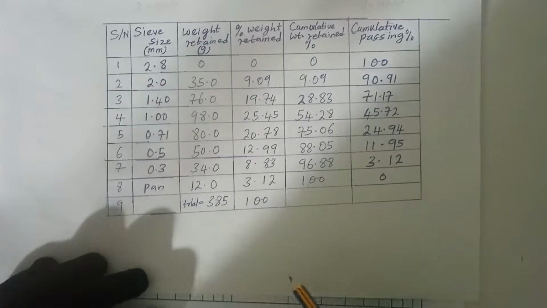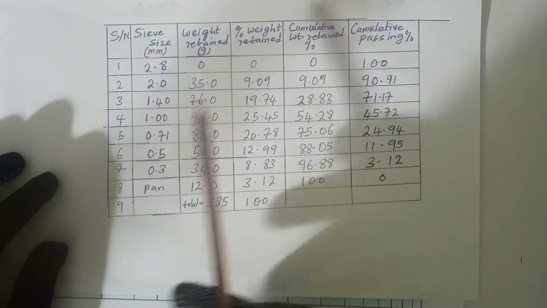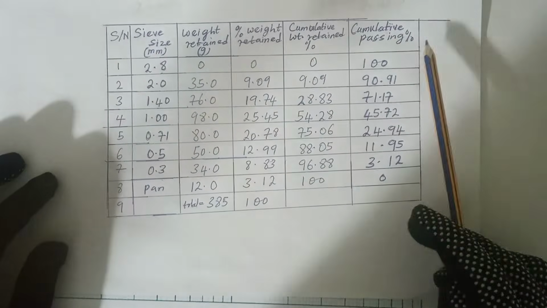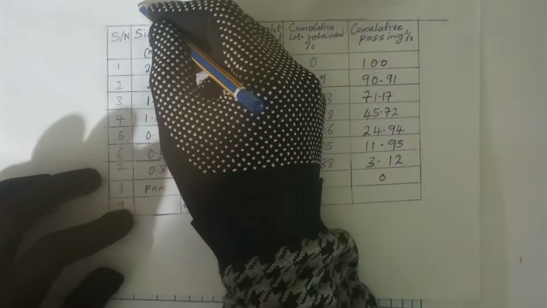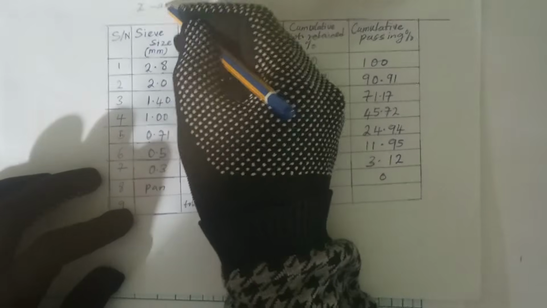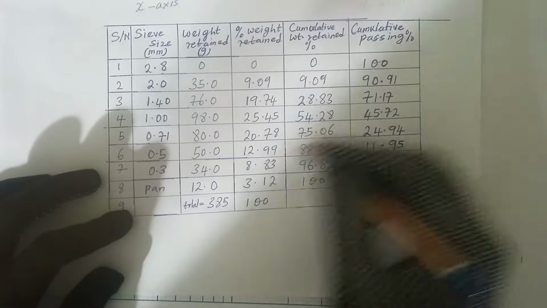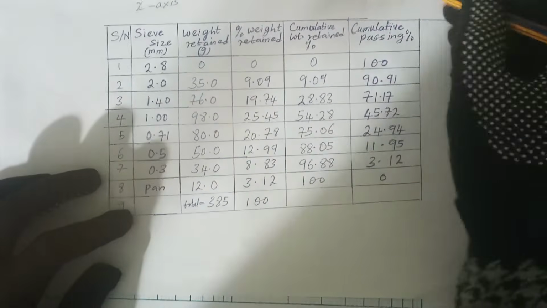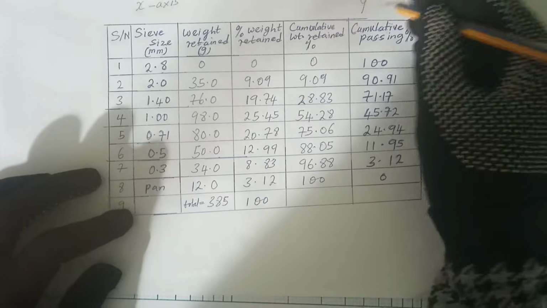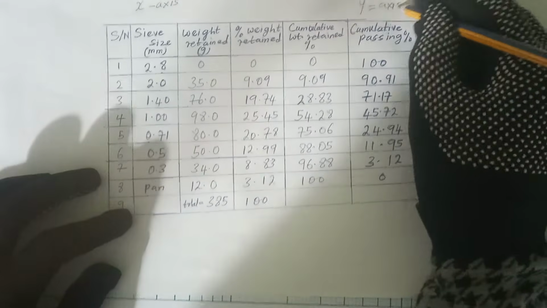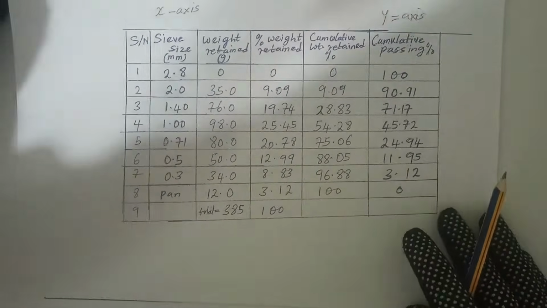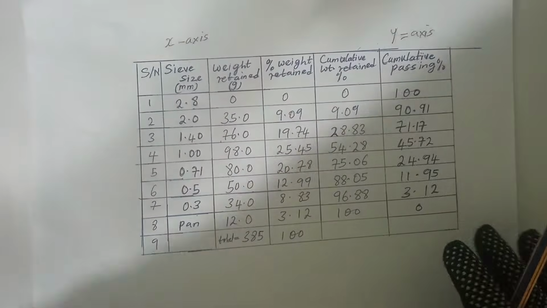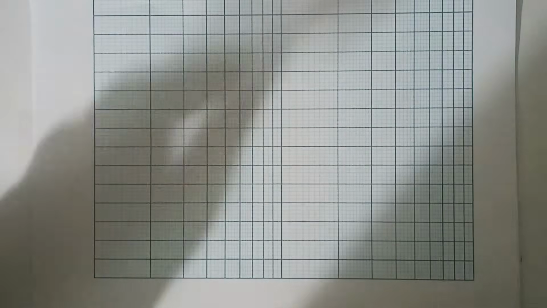So now we're going to plot the sieve size in millimeters against the cumulative passing. So the sieve size is going to be on the x-axis, while the cumulative passing is going to be on the y-axis. Now let's represent the values on the graph. So here is our two-cycle semi-log graph. Now we're going to represent the values.